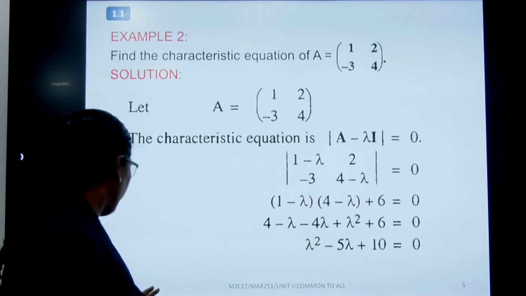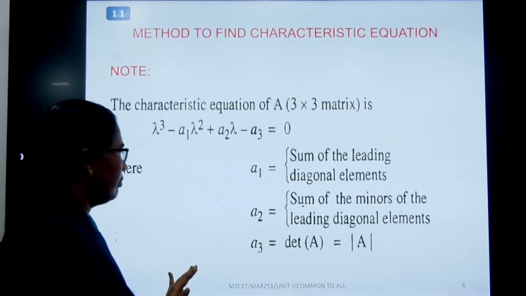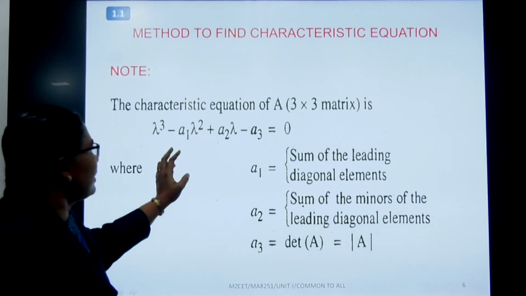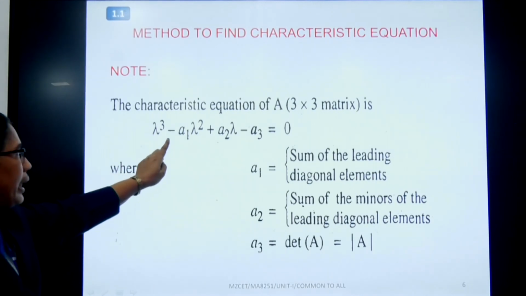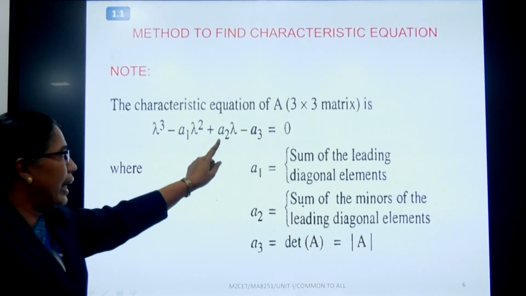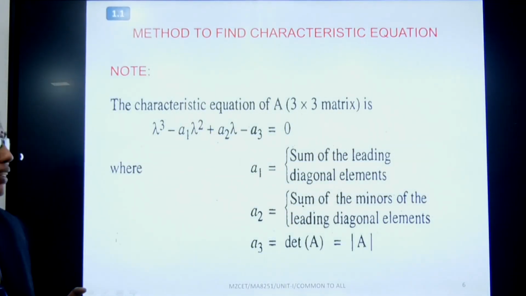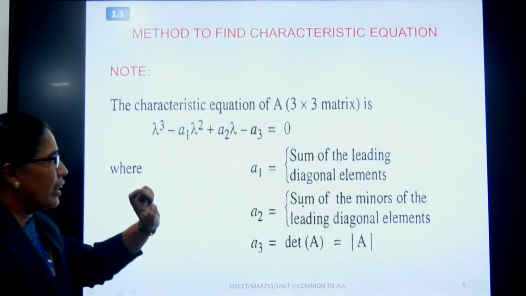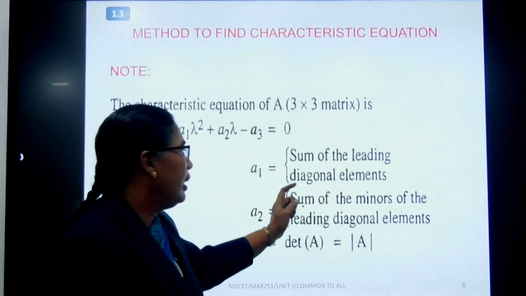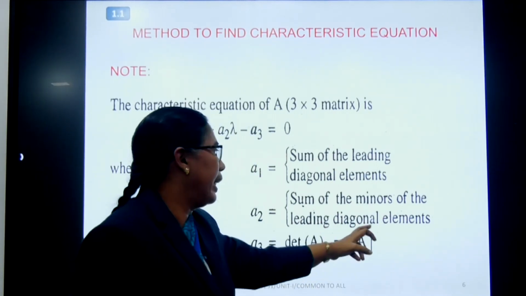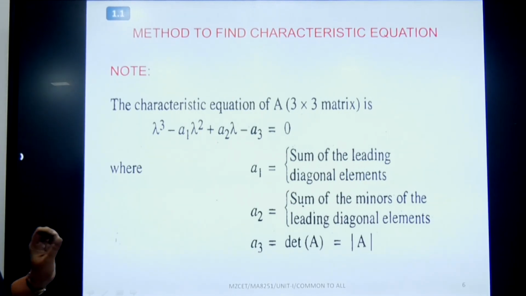This is one form. Another method is the characteristic equation for any 3 cross 3 matrix. We write lambda cube minus A1 lambda square plus A2 lambda minus A3 is equal to 0. This is another method. Here A1 is nothing but the sum of the leading diagonal elements, and A2 is nothing but the sum of the minors of the leading diagonal elements, and A3 is nothing but the determinant of the given matrix.